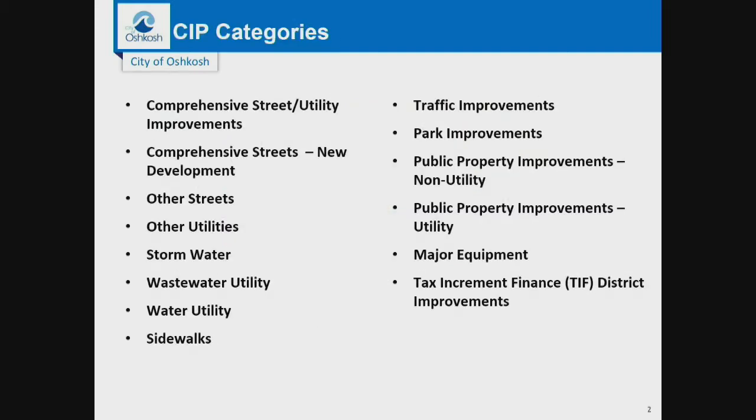So as some of you are familiar with, the CIP is broken out into several categories. The goal of these categories is really to just separate each type of infrastructure or equipment improvement that we're making. Some of them are comprehensive street utility improvements, major equipment, stormwater. This categorization allows us to also then appropriately align the funding sources.